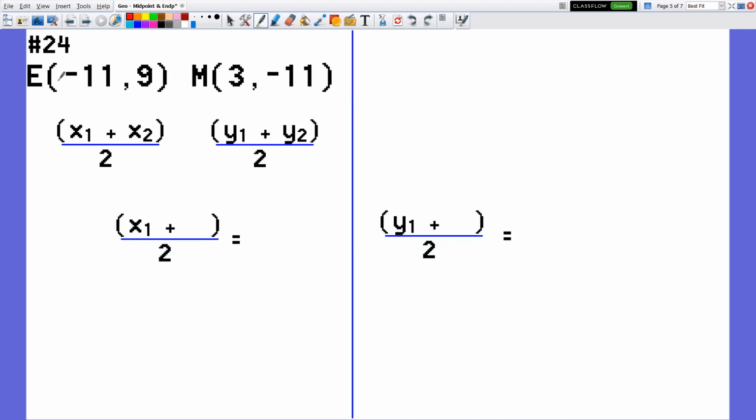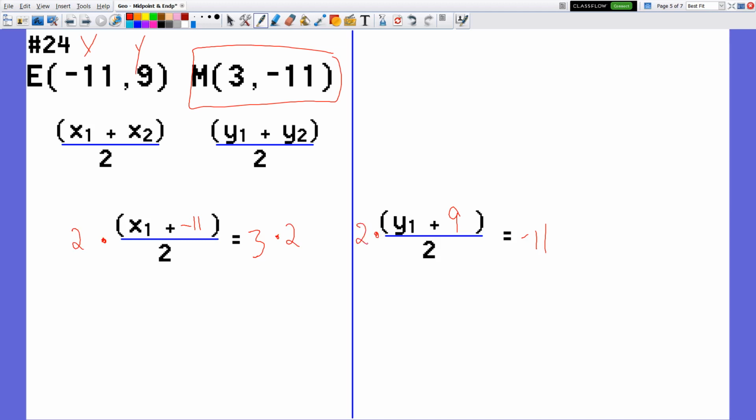All right, given an endpoint and a midpoint, that means we only have one x value and one y value to plug in. Here is x and here is y. This is what you say is the answer, which is why we put it over by the equal sign. What the midpoint formula equals is the midpoint. So -11, 9, and we know that the x value is supposed to equal 3, and the y value is supposed to equal -11. Now we go through the same routine, times 2.